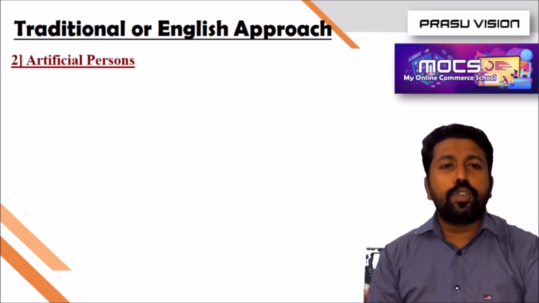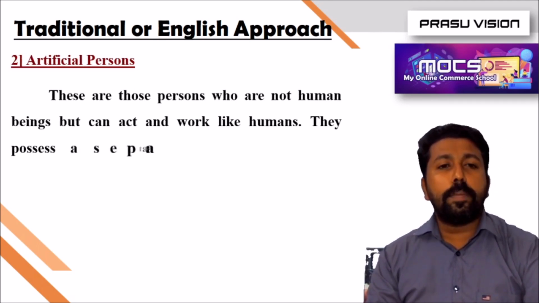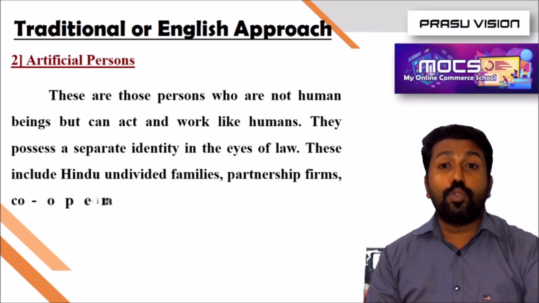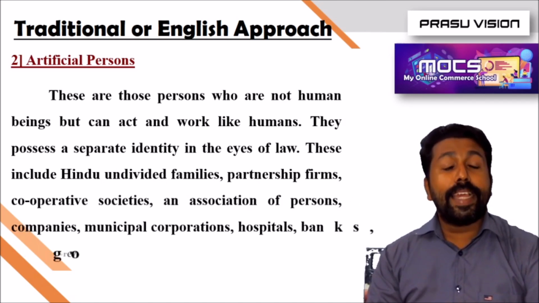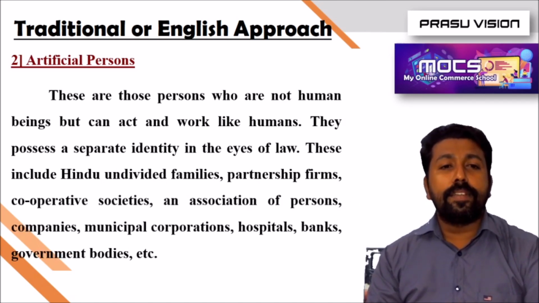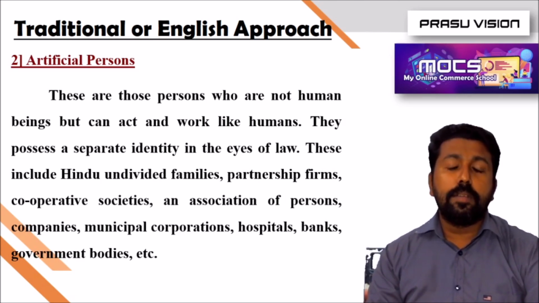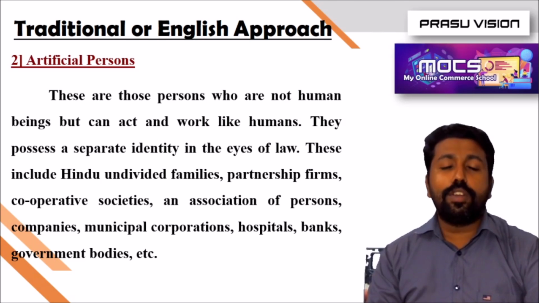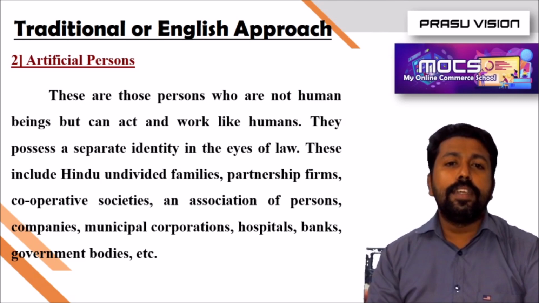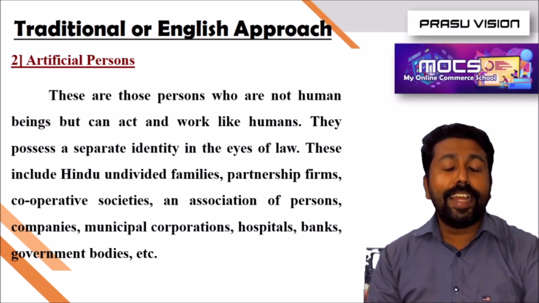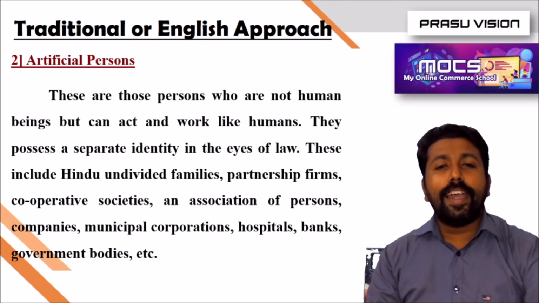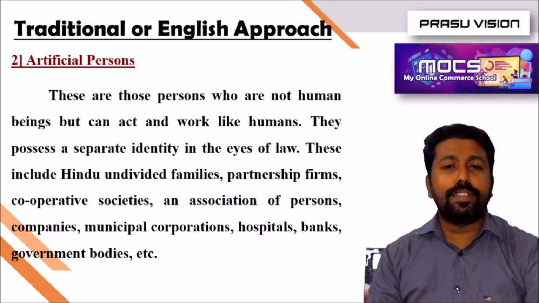Artificial person. So it is just the opposite of the natural person. These are those persons who are not human beings, but can act as a human being. They possess a separate identity in the eyes of the law. Both are not the same. You know very well, when we learn the accounting entity concept, the business entity concept, there we learn the owner and the firm are two different entities. So that firm is an artificial person and the owner is a natural person.